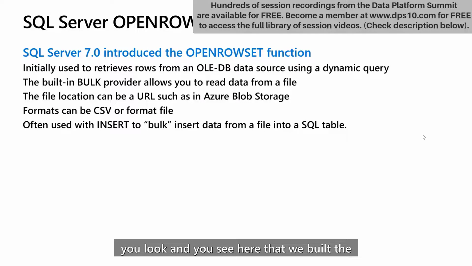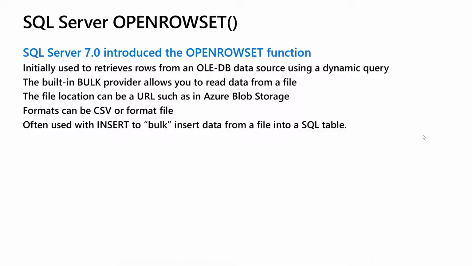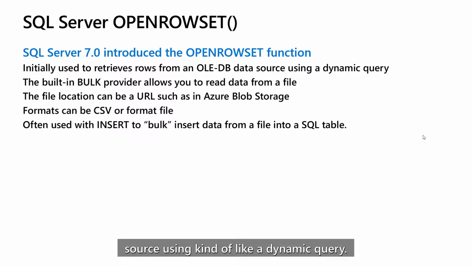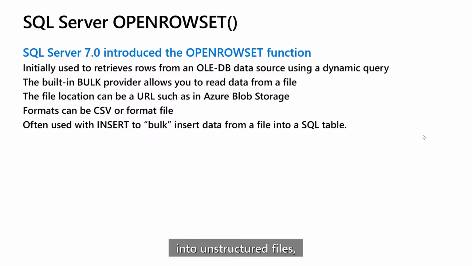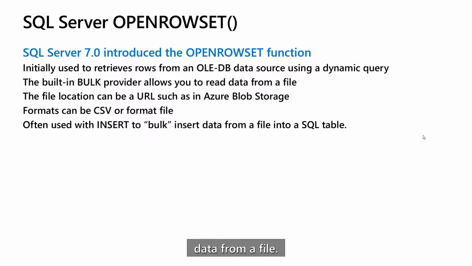And you see here that we built the OPENROWSET function in SQL 7.0 to allow you to retrieve rows from any OLE DB data source using kind of like a dynamic query. Now, when we built this technology, we said to ourselves, I think people also want to retrieve data in unstructured files. So we included something called a bulk provider to read data from a file.